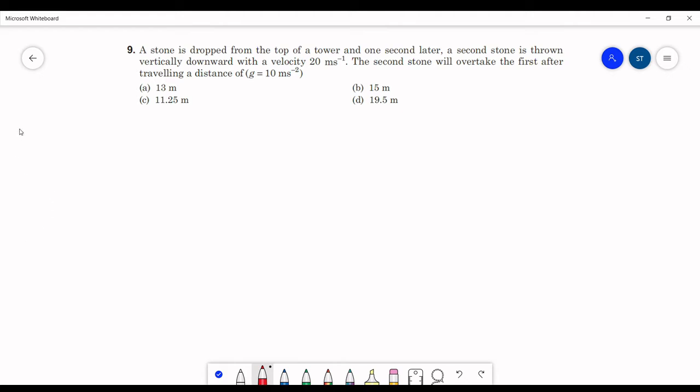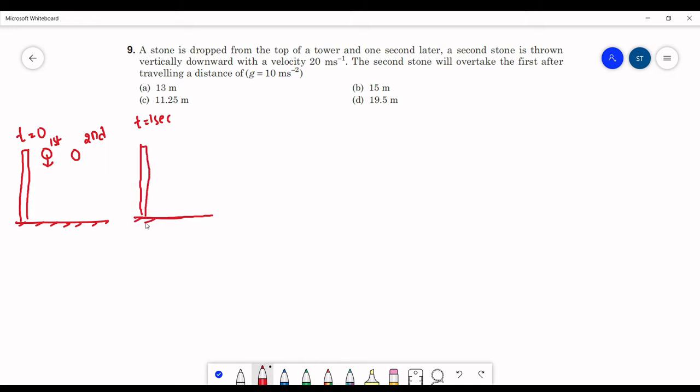So let us consider a situation at t is equal to 0. This is our ground level. Let us assume this is our tower. Here we are having two stones, first stone and second stone. At t is equal to 0, first stone is dropped, means it will be a freely falling body. After 1 second, means at t is equal to 1 second, the second ball is projected downwards with a velocity of 20 meters per second.